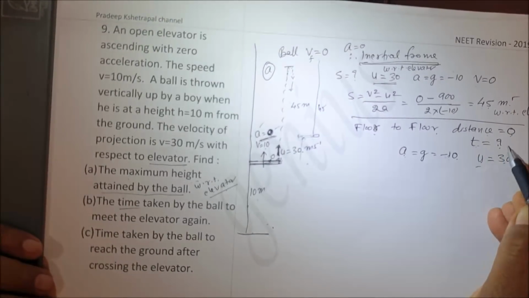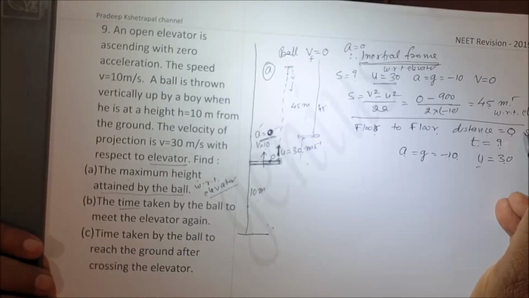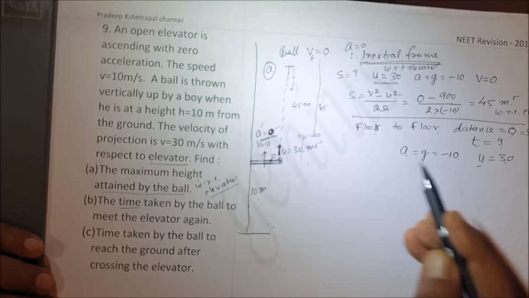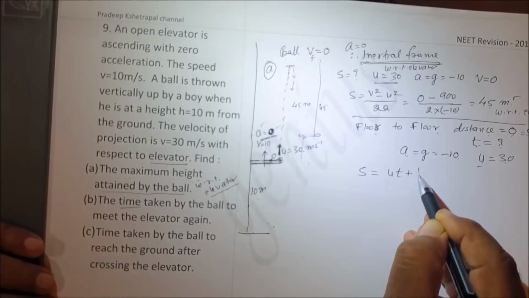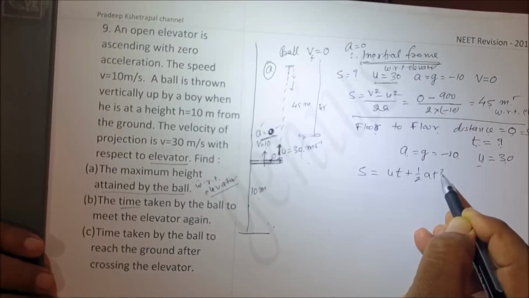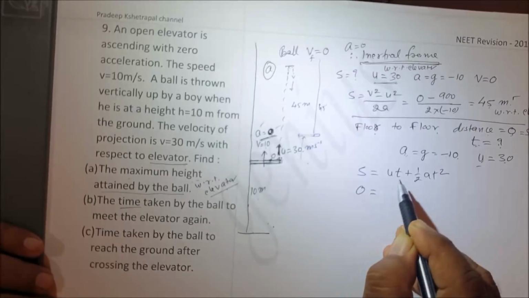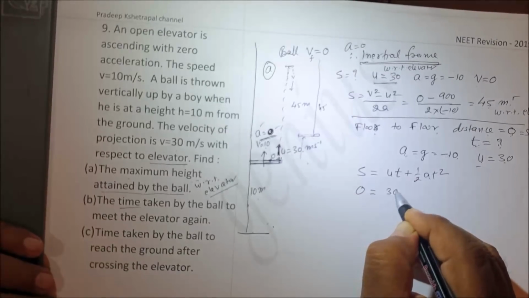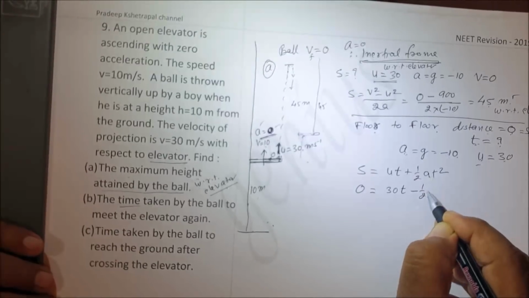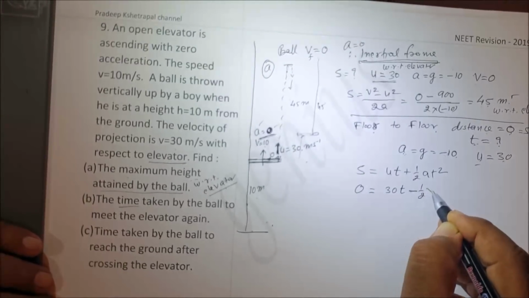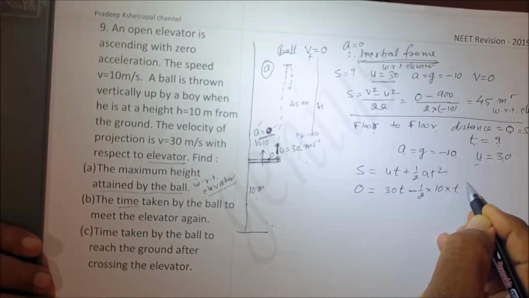Now, u is there, s is there, t is there, a is there. We have the relation s equals ut plus half at square. Here s is 0, u is 30, so 30t, and here it is minus half, a we place as minus 10, into t square.